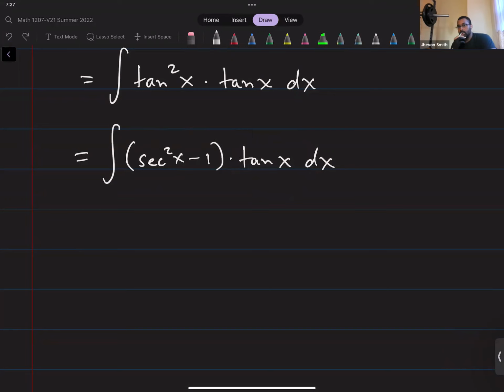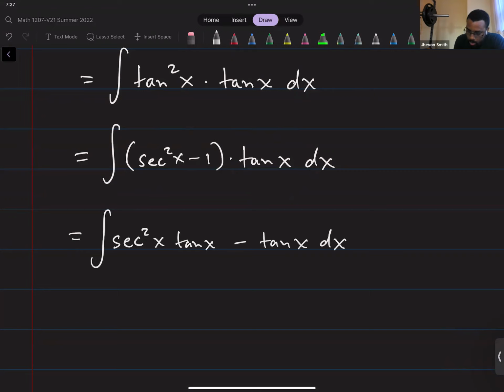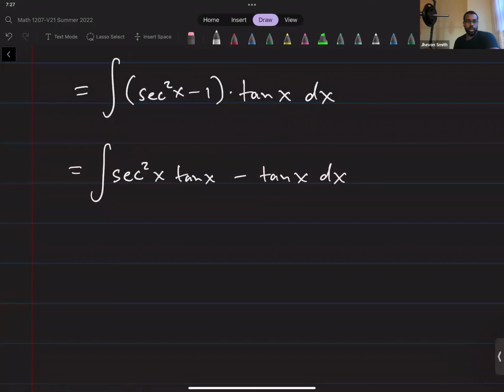Can you multiply it out? Yeah, so now you multiply that out. And of course, you can think of these as two separate integrals. And now in this one, if you think of this as its own separate integral, with this dx, you do have a secant squared as a factor.